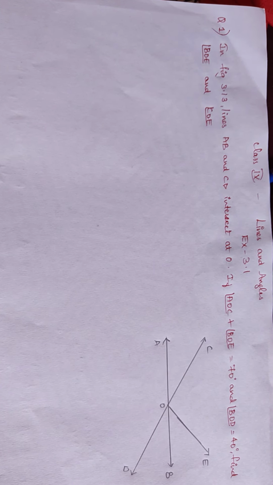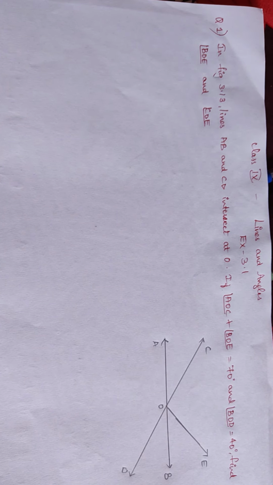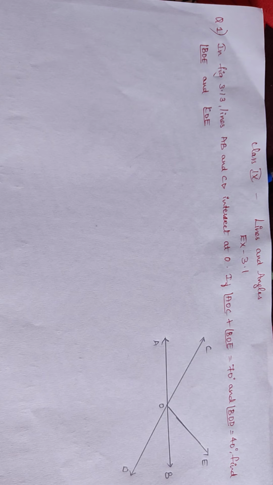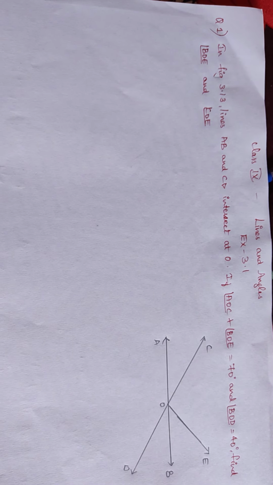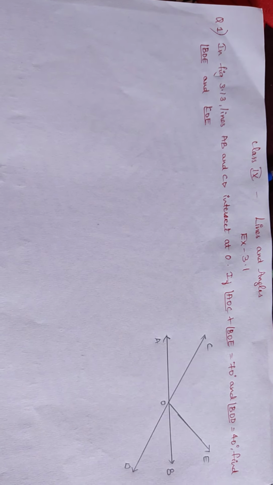For class 9th standard, in the chapter Lines and Angles, in the first exercise, we will work out question number 1. In question number 1 it is given, in the figure lines AB and CD intersect at O. If angle AOC plus angle BOE is equal to 70 degrees and angle BOD is equal to 40 degrees, find angle BOE and angle COE. It is said we should find reflex angle COE. Reflex angle COE. So let us start.